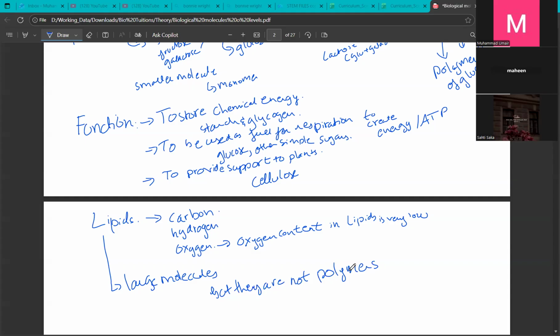Repeat, smaller, repeating, right? Any guys idea why is it a large molecule but not a polymer? Maheen, Sati. Sir, I think because it contains a few things like fatty acids. Yes, you're very near. You're very near. So exactly.